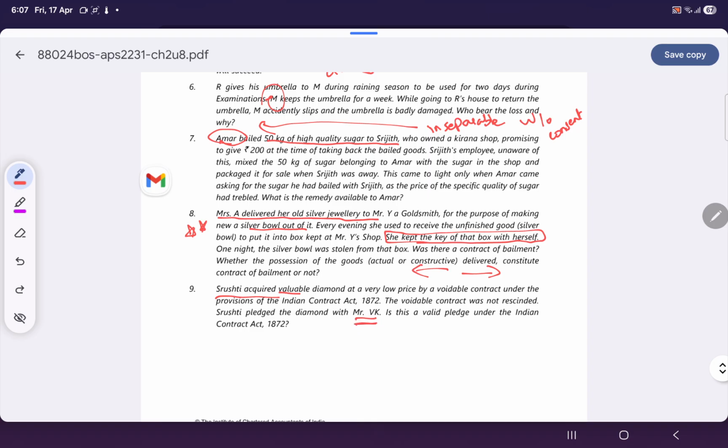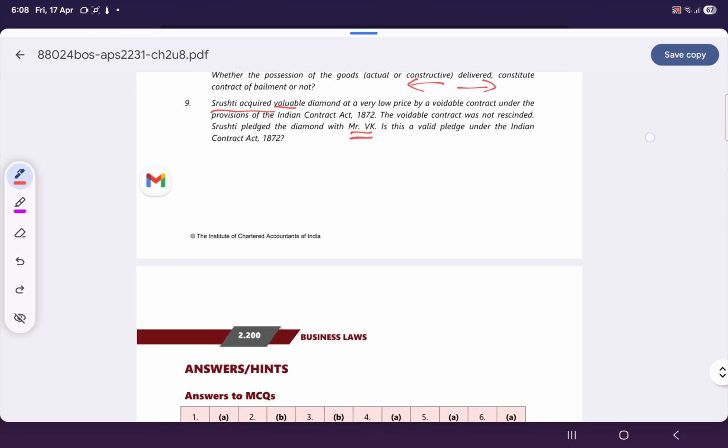Pledge by a person in possession under a voidable contract: when the pawnor has obtained possession of the goods pledged by him under a voidable contract, but the contract has not been rescinded at the time of the pledge, the pawnee acquires a good title to the goods, provided he acts in good faith and without notice of the pawnor's defect of title. Therefore, the pledge of the diamond by Srushti with Mr. VK is valid. So, with this, we have completed this chapter.